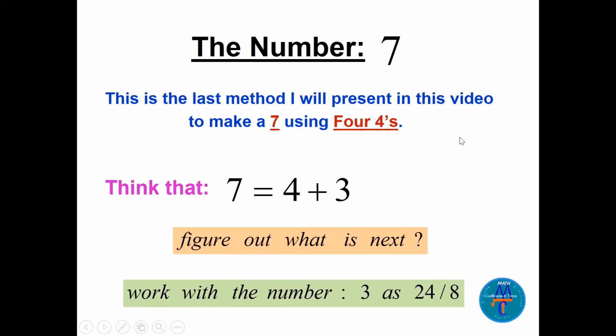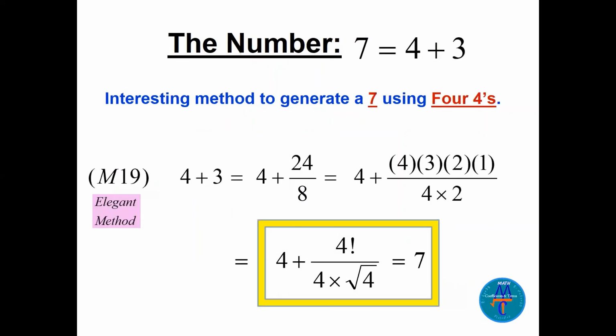Figure out, please. Pause this one. This is the last one. Take a minute or so. Try to play with these numbers. 7 is equal 4 plus 3. I gave you a hint here. Work with the number 3 as 24 divided by 8. 24 divided by 8. Let's see.